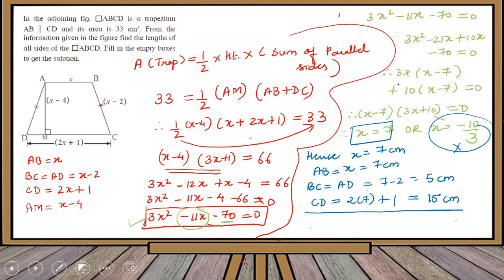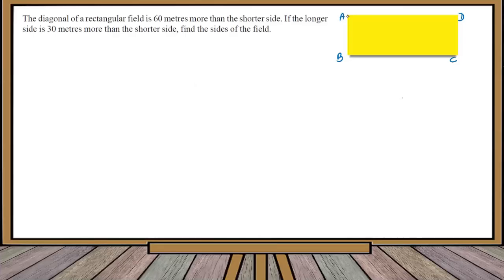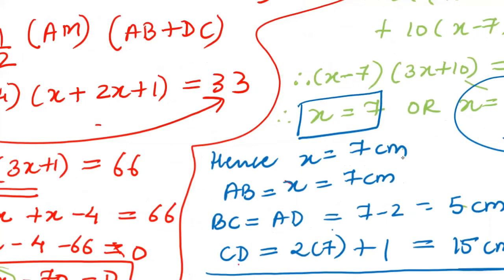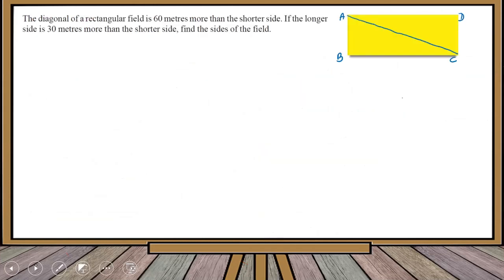Now I need to draw a diagonal. If I join AC, I would have my diagonal, and my shorter side is AB. So let the shorter side of the rectangular field be X. Now they have given that the longer side is 30 meters more than the shorter side, so it would be X plus 30.